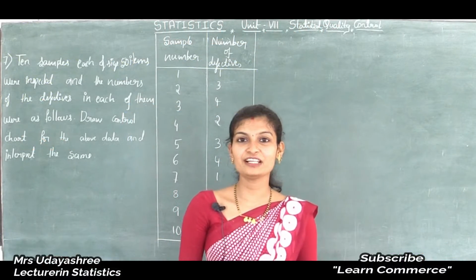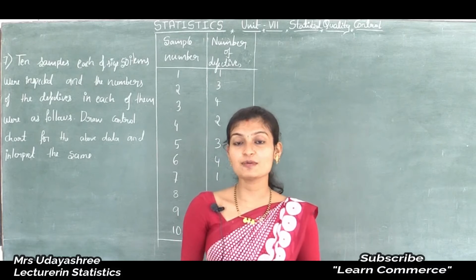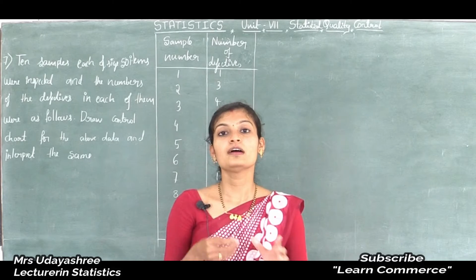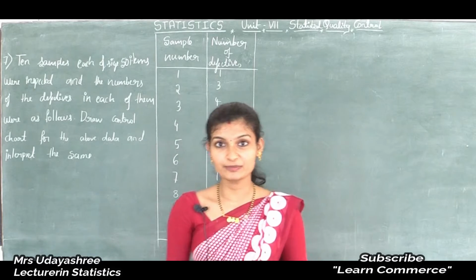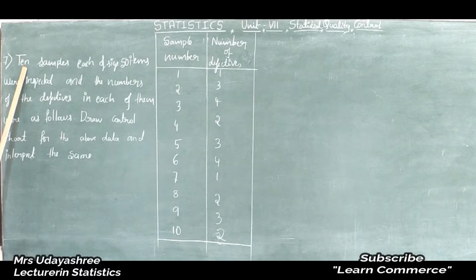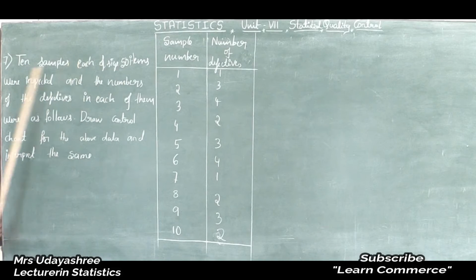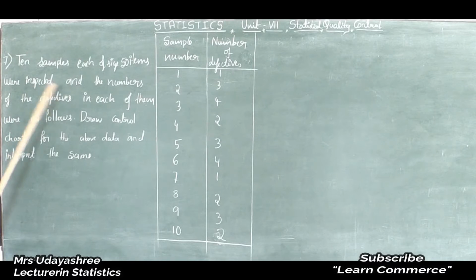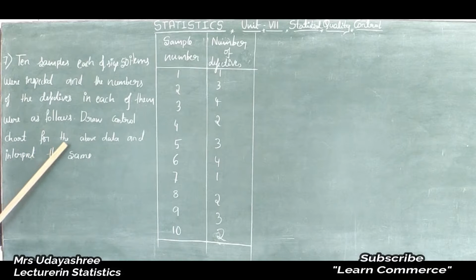Hello everyone, welcome to second PUC statistics online classes. In the previous class we had discussed some important problems of NP chart and C chart. Now let's see the remaining problem, that is problem number 7. The problem is like this: 10 samples each of size 50 items were inspected and the number of defects in each of them were as follows. Draw control charts for the above data and interpret the same.